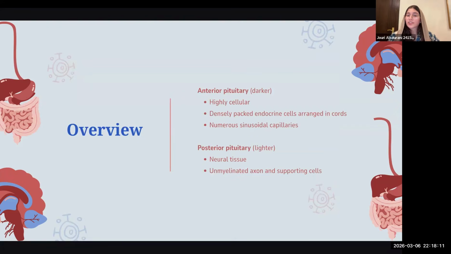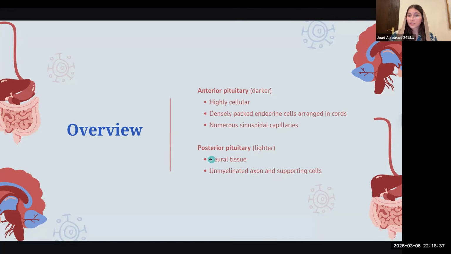The anterior and posterior pituitary both look very different when we look at them histologically. The anterior pituitary is very highly cellular and it has very densely packed cells, and they're arranged in cords. We also have some sinusoidal capillaries here and there. But when you look at it through the microscope, you're going to see that the anterior pituitary appears much darker than the posterior pituitary, which is lighter.